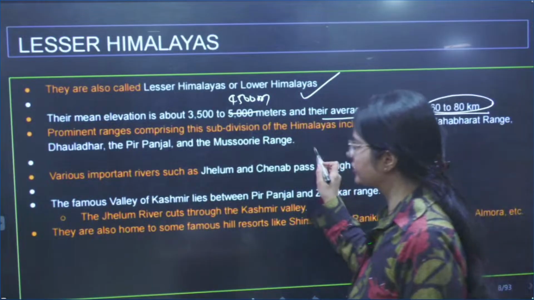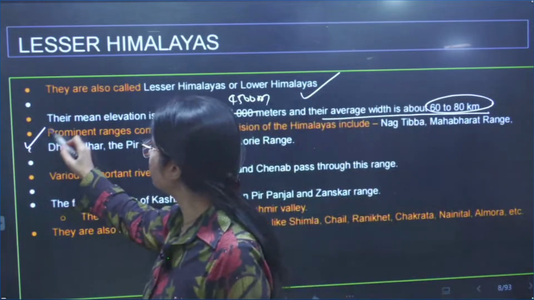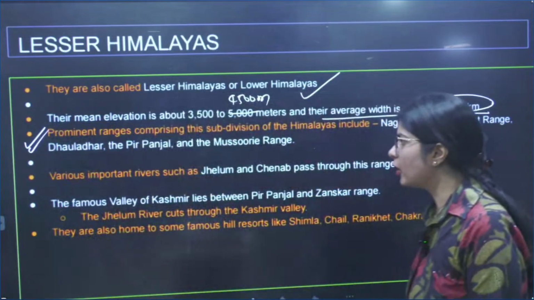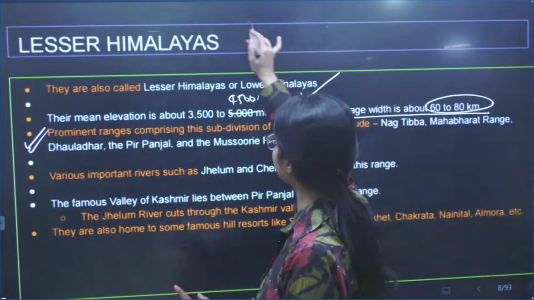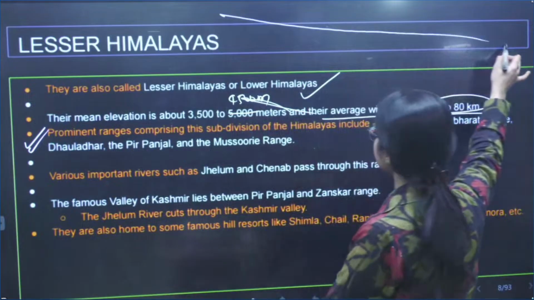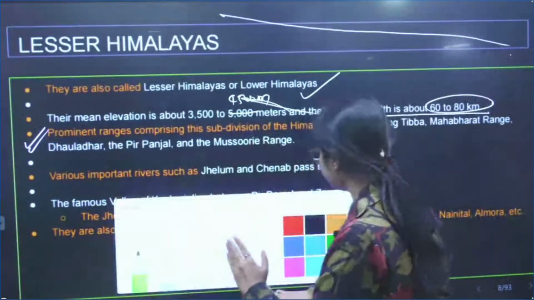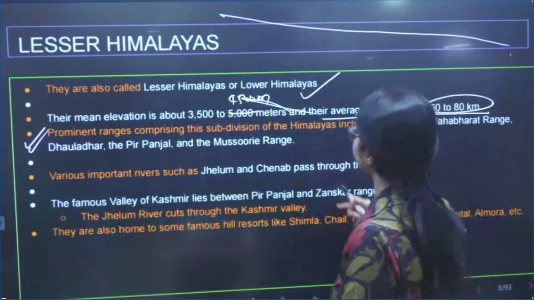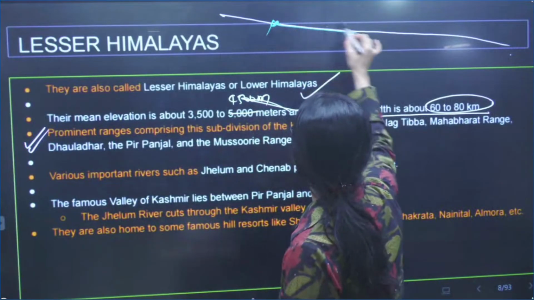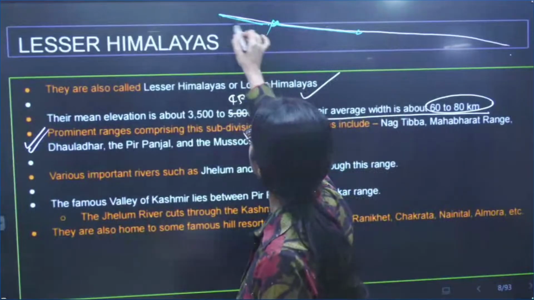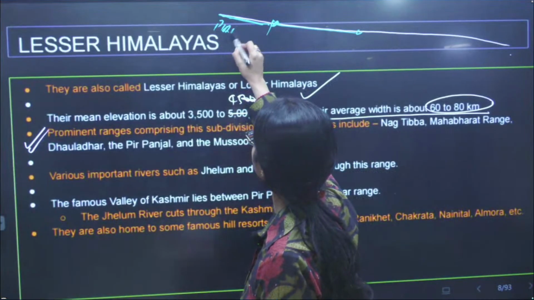Prominent ranges, you can write this part that we have not written in the Lesser Himalayas. Write down the prominent ranges. What does prominent ranges mean? You don't have to get confused. For example, this is one range. Now instead of giving it just one name, we have given different names. For example, this is just continuous, but there is a gap in between. So what we'll call it as, this is your Pir Panjal.